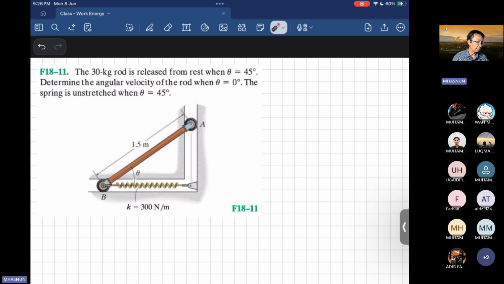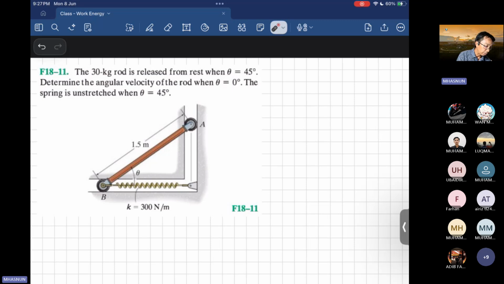So a 30 kg rod is released from rest when theta is 45 degrees. Theta 45 degrees is roughly the position shown in the picture. So let's say this is theta is 45 degrees at this position. Determine the angular velocity of the rod when theta equals to 0. When theta equals to 0, this angle becomes 0, when the rod has come down horizontal like this. And it says the spring is unstretched when theta is 45 degrees. So at the start, the spring is unstretched.